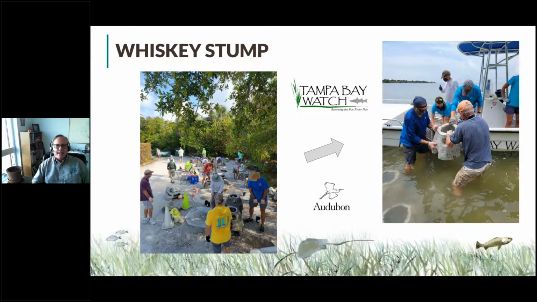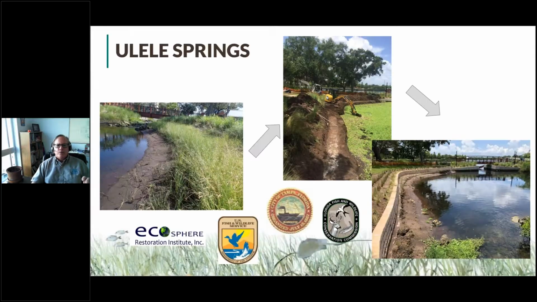I'd really appreciate it. So, Whiskey Stump up by the Schultz Preserve: Tampa Bay Watch partnered with the Audubon Society as a funding agency to put in some oyster balls around the shoreline of this eroding island. Hopefully over the next several years, we'll see some good oyster accumulation. And that leads right into Ryan's talk.